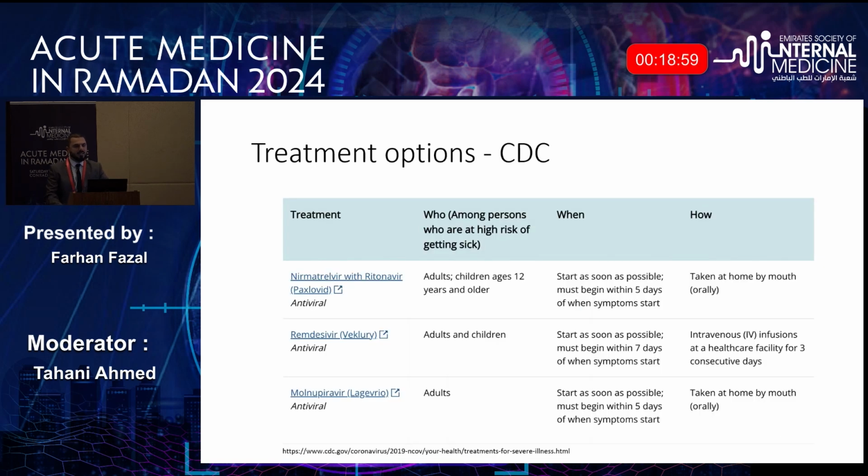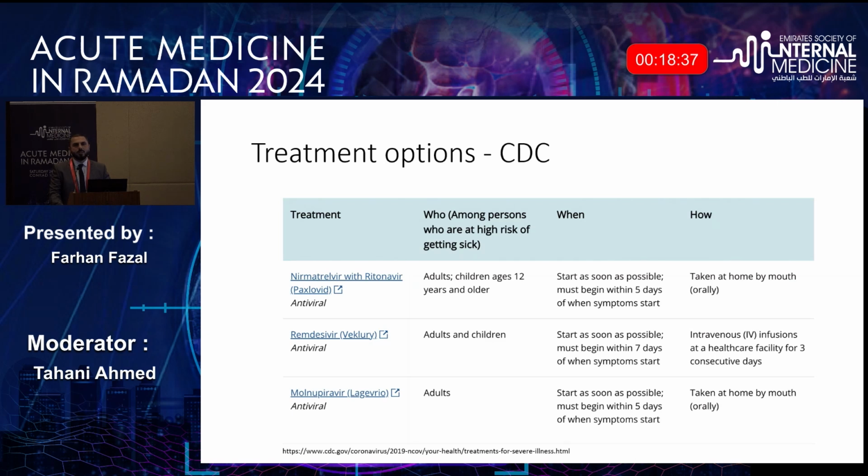And this is the CDC guidelines, which has removed sotrovimab and has kept the other three, that is Paxlovid, remdesivir, and molnupiravir. Now, the oral options for COVID infection are two, that is Paxlovid and molnupiravir. As we all know, we are all very accustomed with remdesivir. We have been using it for almost 4 years now, whenever we get an opportunity.